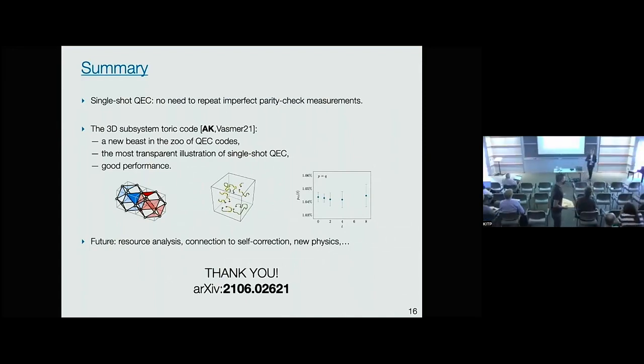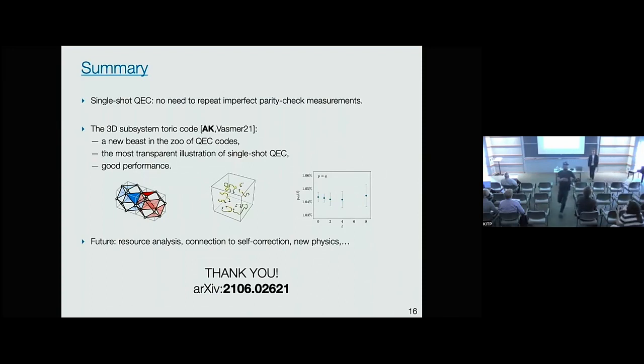Thanks, Alex. Do you think you can say anything about self-correction using this model? Not really. But single-shot error correction is a way to realize it. It's like self-correction, but you need to do something. So yeah, it would be interesting to understand the connection.